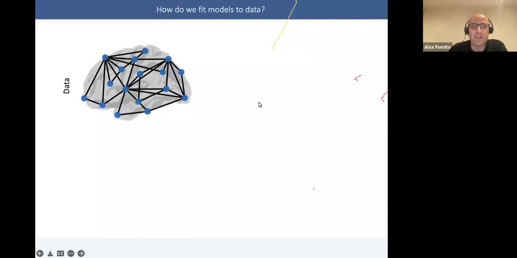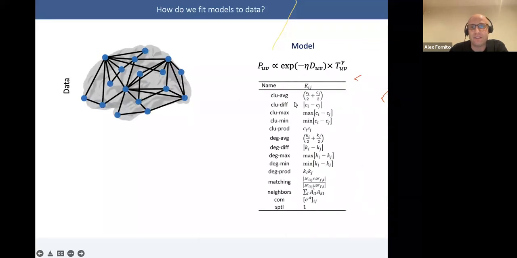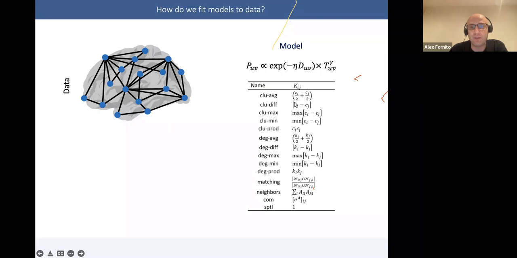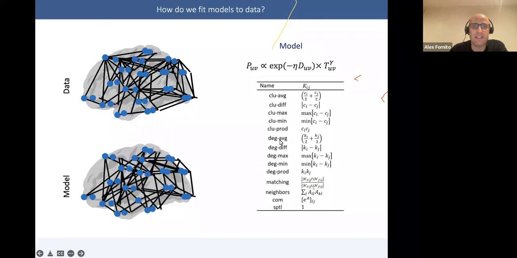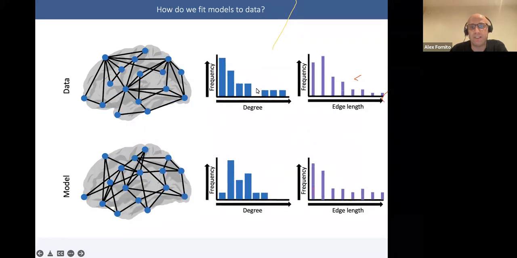And they do this by taking empirical data and then defining the model and simulating the model and generating a synthetic network. And then for both the data and the model, we estimate some properties. So here we've got the degree distribution in blue and the distribution of edge lengths in purple. So we get this for the data and the model.